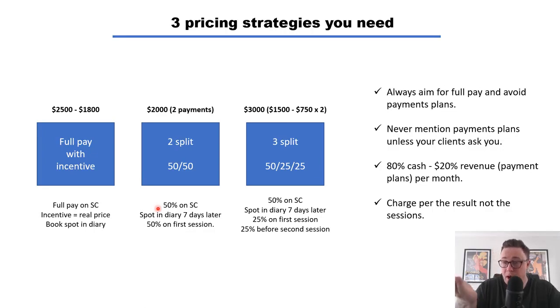You want to jump up the price just a little bit. 50% on the strategy call, spot in the diary 7 days from now. Okay, so not the next day, 7 days from now, so they can pay that last part. And then that last 50% or 25%, however you're going to split it, on the first session. Okay, you want to give them that plan, let them think it over. Don't offer the third one yet.